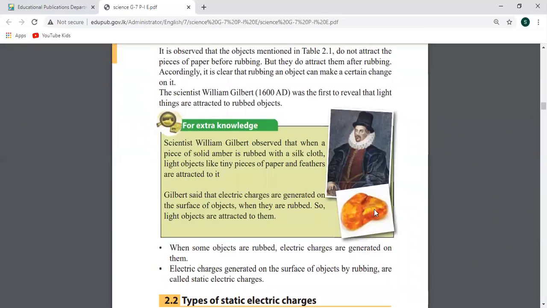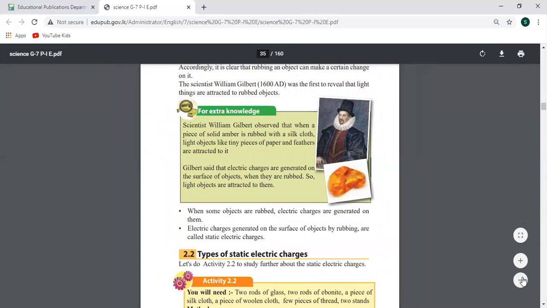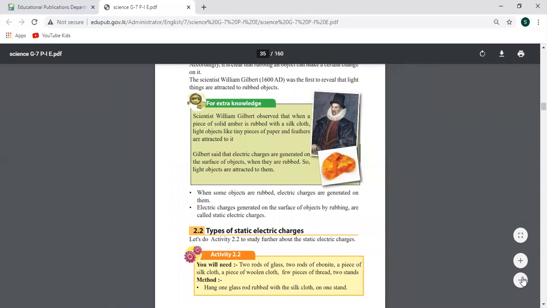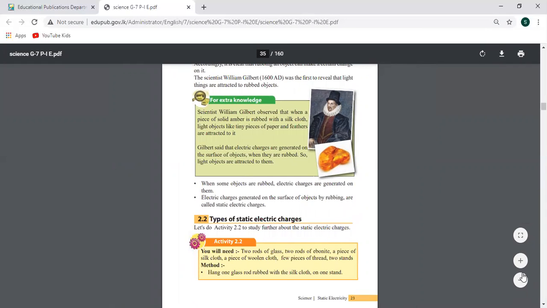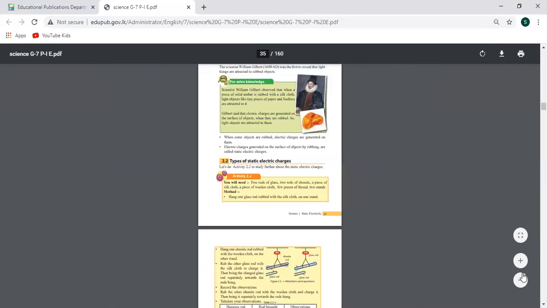Okay, so Benjamin Franklin is the person who carried out experiments on static electric charges, and William Gilbert is the person who said that electric charges are generated when rubbing two objects together.